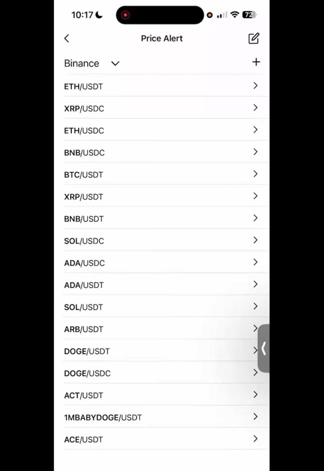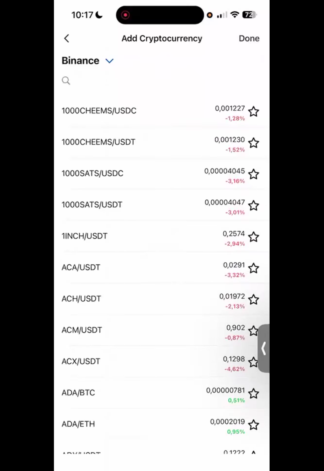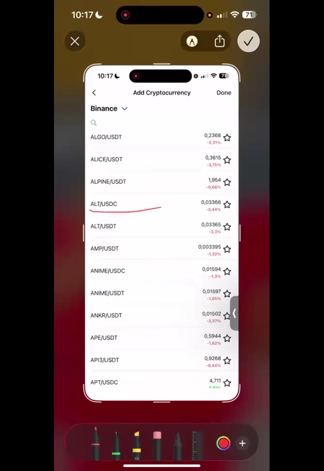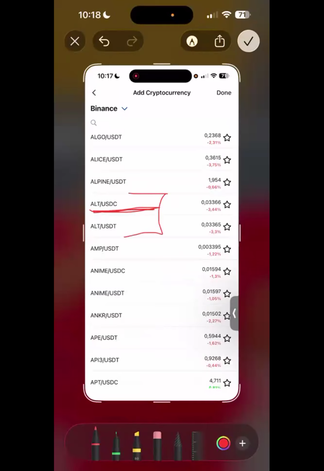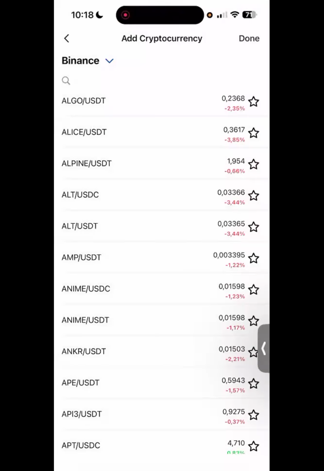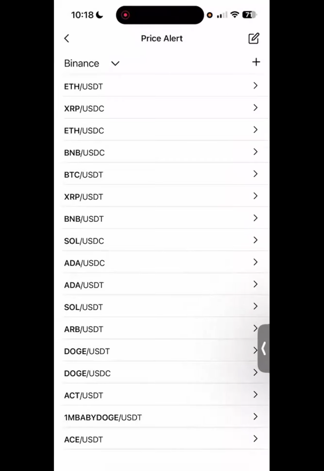How do you use it? If you want to add, you just tap on the plus sign. Let's say, which coin do you want me to add? Alt. Alt USDT. If you are not using USDC, don't go and select this. Open your eyes and read clearly. There are two alt, one for USDC market, one for USDT market. So if it's the USDT, I'm going to start this by tapping on the star. Once I just tap on the star, I tap on done. Then it's added.